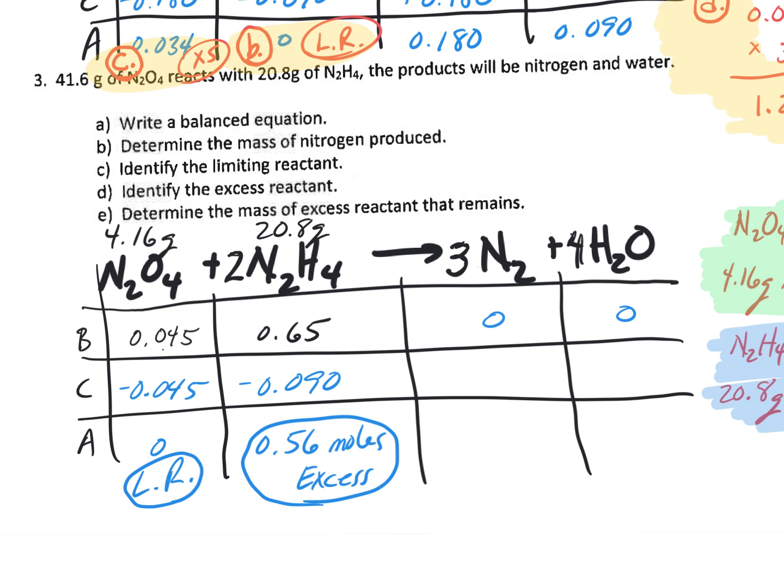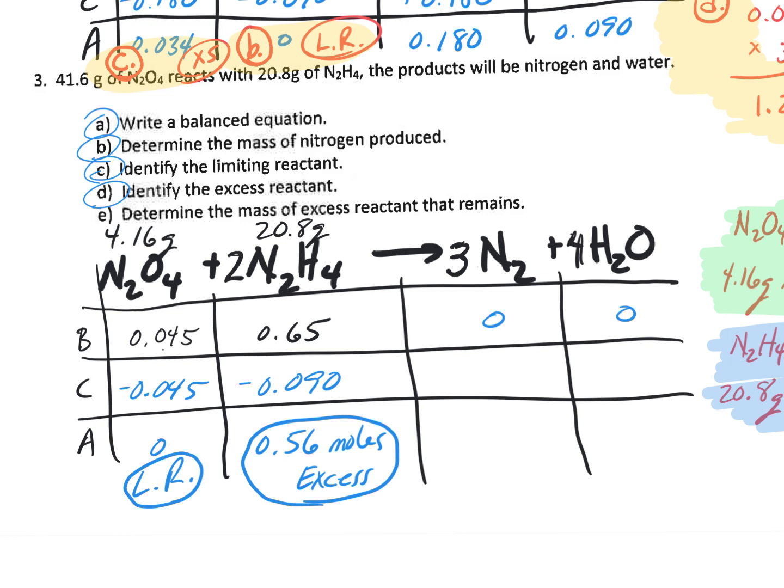Let's see. I'll tell you what, if we just look at what they're asking for here. So write the balanced equation, we did that. Determine the mass of nitrogen produced. Okay, we need to do that. Identify the limiting reactant, we already did that. Identify the excess reagent, we already did that. Determine the mass of the excess reagent. So we only need to find out the mass of nitrogen produced.